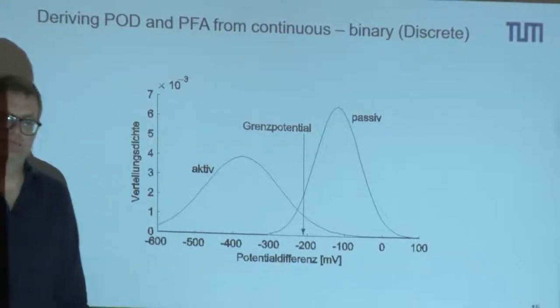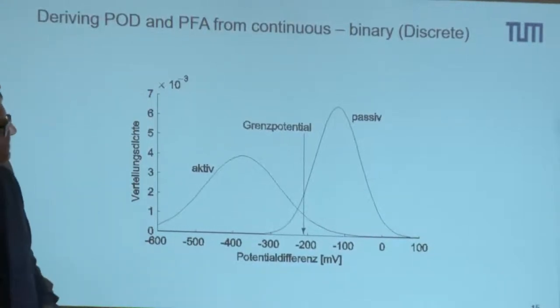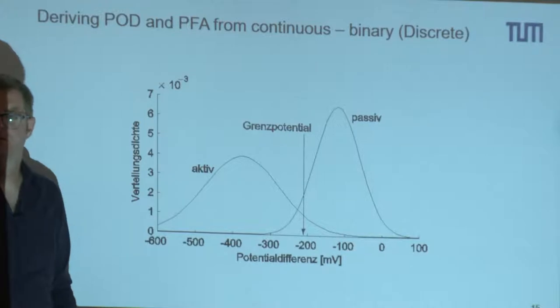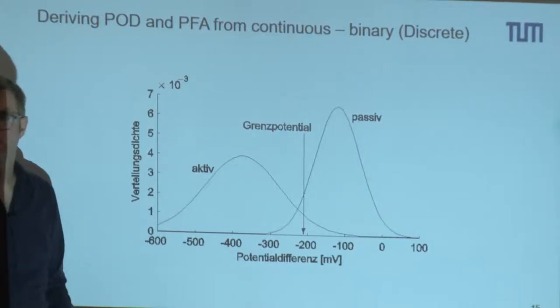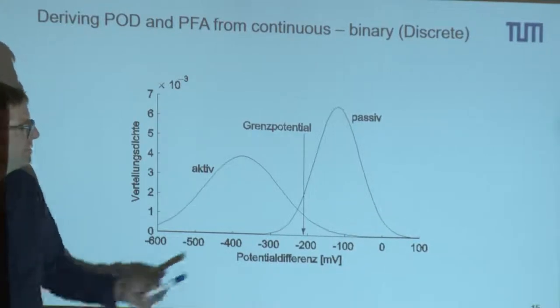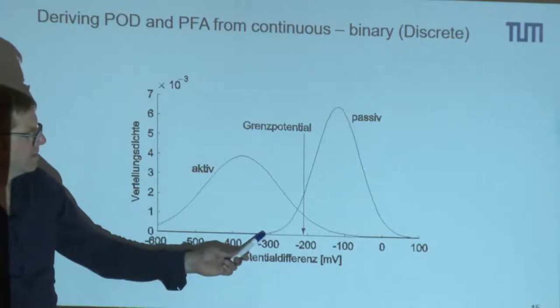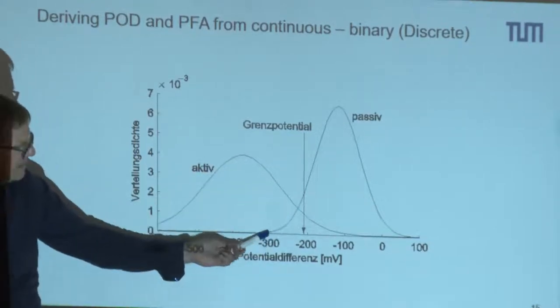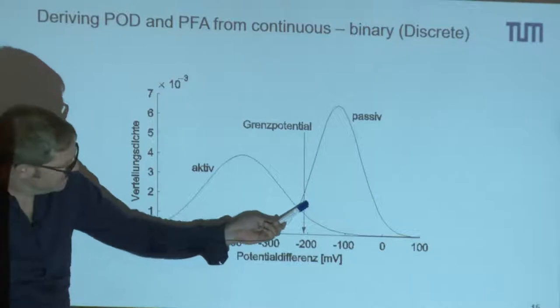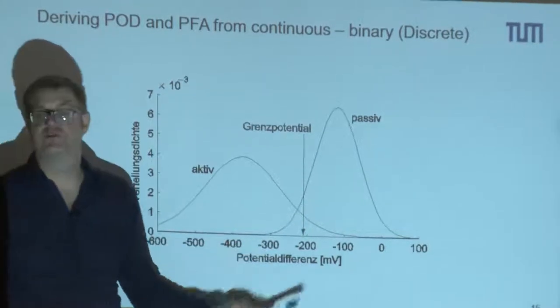So this is the probability of detection, correct? And the probability of false alarm? We take the other figure and do the CDF again. So this small area here will be the probability of false alarm.